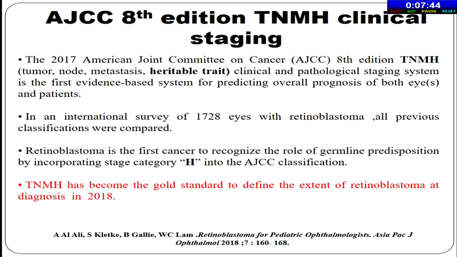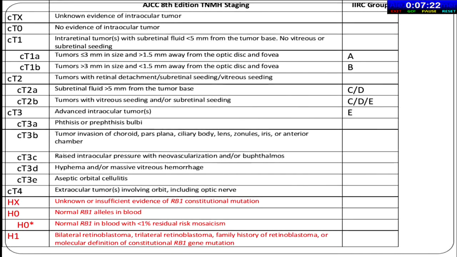Now the AJCC 8th edition has added the H category, or heritable trait, which has now become the gold standard to define the extent of retinoblastoma. This is the first evidence-based system for predicting overall prognosis of both eyes in patients with retinoblastoma. Now we have the AJCC 8th edition pathological classification. This is the H category which has been added in the clinical staging, where RB1 gene mutation has been taken into account. The H1 has bilateral, trilateral retinoblastoma, or any evidence of RB1 gene mutation.